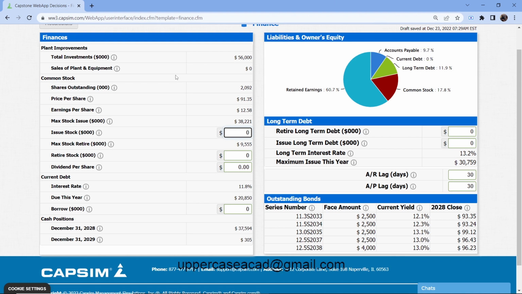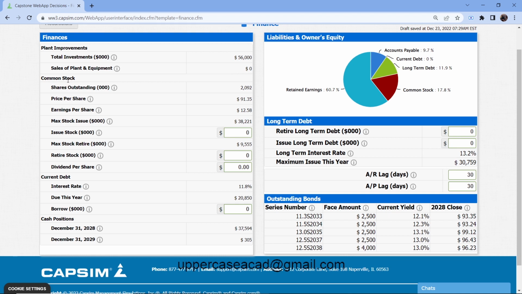The finance part here: liabilities and owners equity, the long-term debt and outstanding bonds. Under the plant improvement, we have the total investment. This is the investment carried over from production. Then sales of plant and equipment. If, for example, you have machinery that has broken down and you decide to sell it, the value will be shown here as the amount that you sold it for.